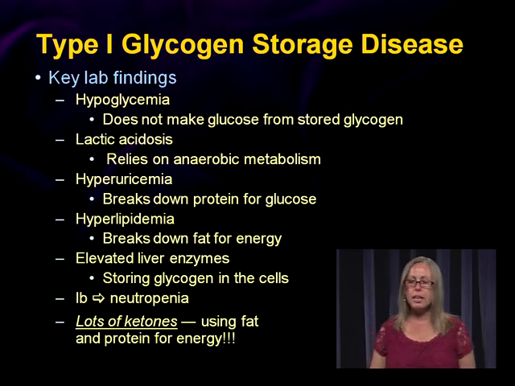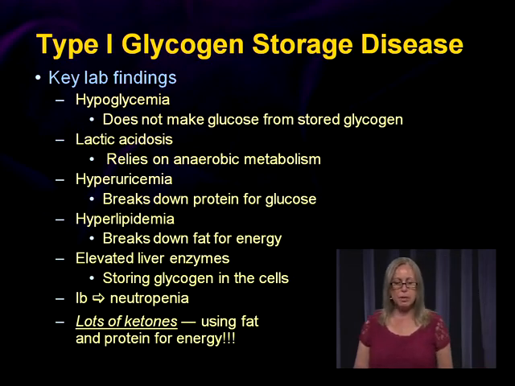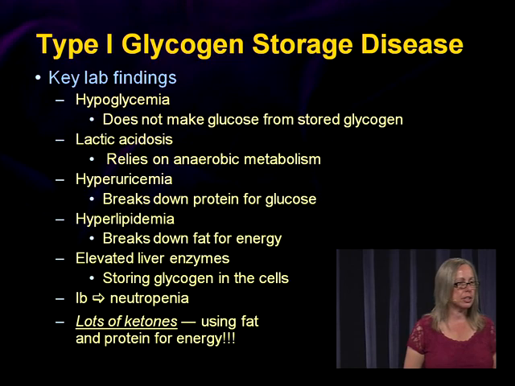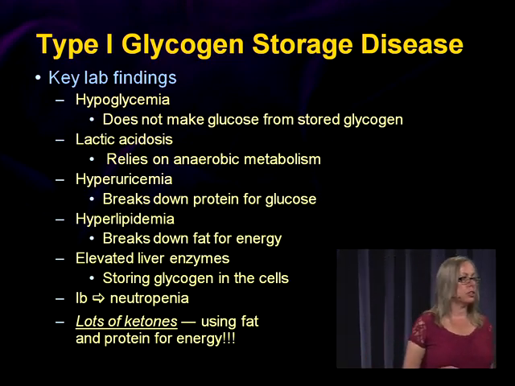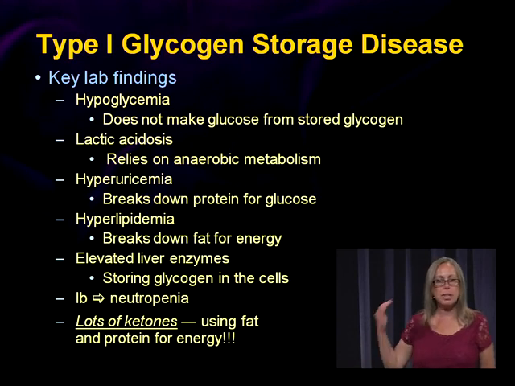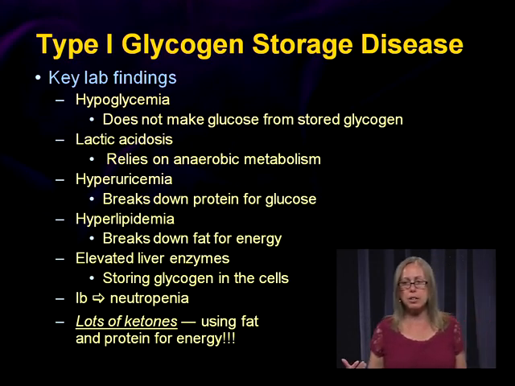And you're going to make lots of ketones because you're using fat and protein for your energy. So if you have a fatty acid oxidation defect, you can't make your ketones. But if you're having a glycogen problem, that's what you're really going to start to rely on to make your energy.